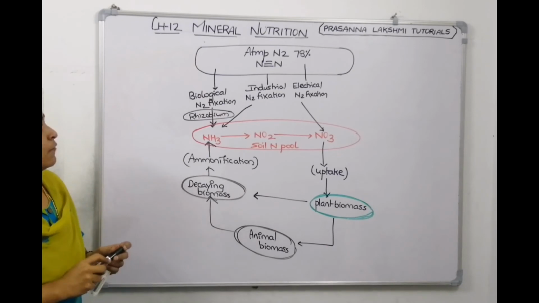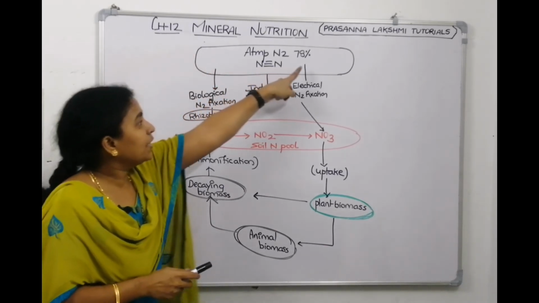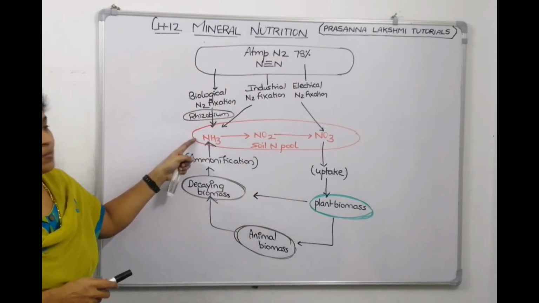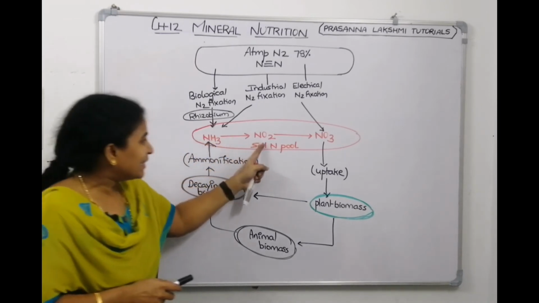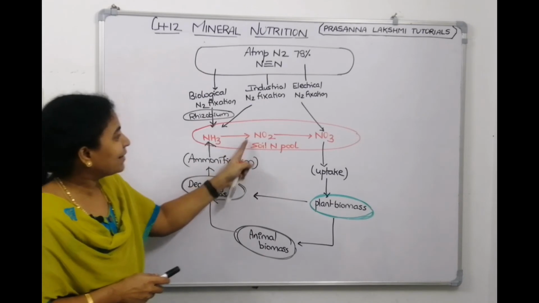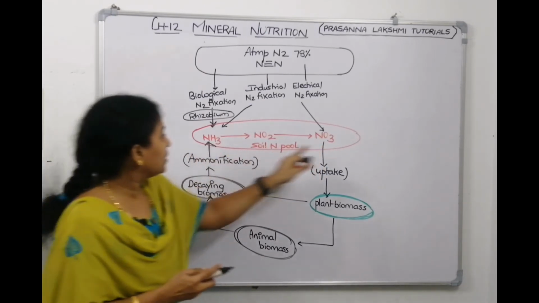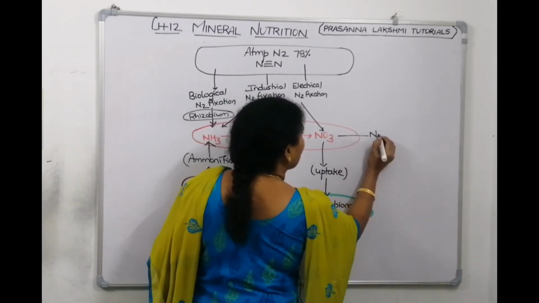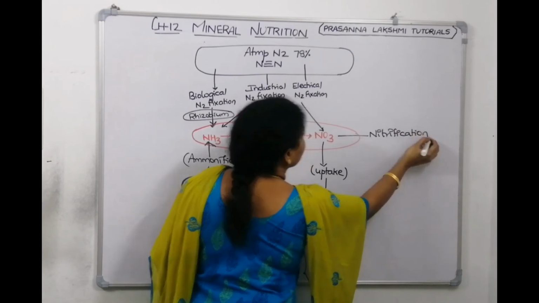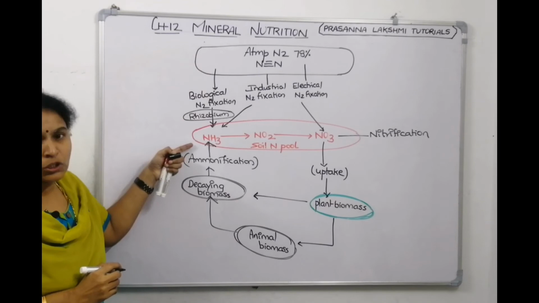Now see children, we started from atmosphere. We converted that atmospheric 78% of nitrogenous gas into soil usable forms like ammonia, nitrite, nitrate. So ammonia to nitrite, nitrite to nitrate, these steps are called nitrification. What are these steps called? These steps are called nitrification, right? So we have seen how to convert atmospheric nitrogen to soil.